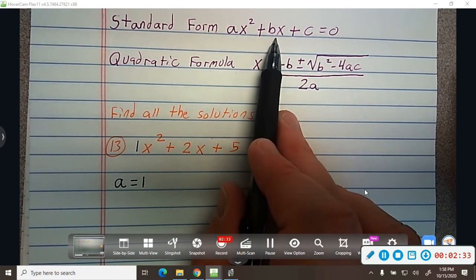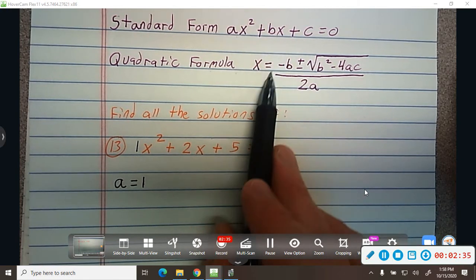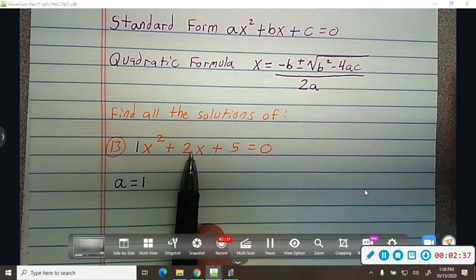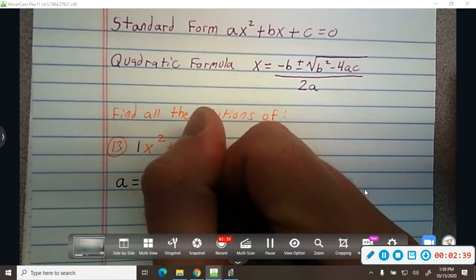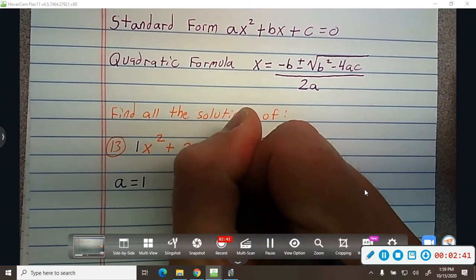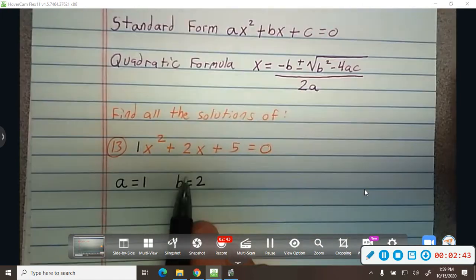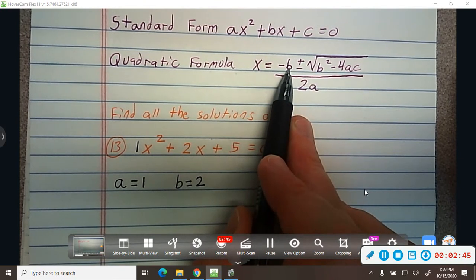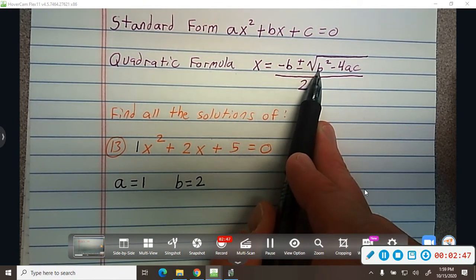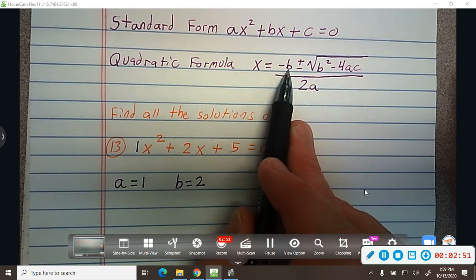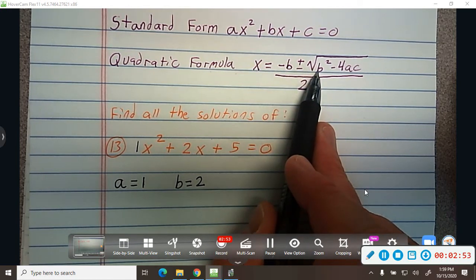My next part, notice bx. So b would be 2. So anywhere I see a b, I'm going to put a 2. I'm going to put a 2 here. I'm going to put a 2 here. Remember, when you square, you should use parentheses. And I'm going to put the value of 2 here and here.